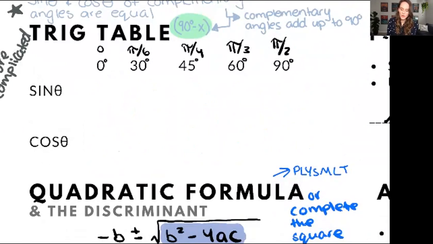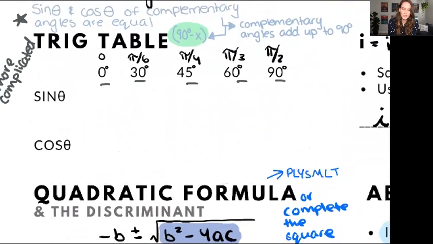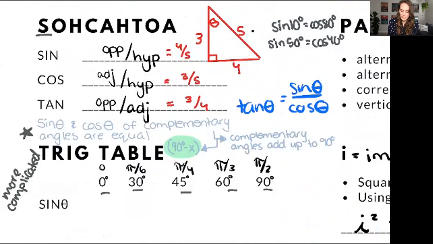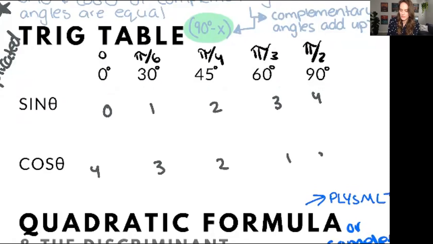By going 0, 30 degrees, 45 degrees, 60, 90. And then sine goes first, because I think of sine as selfish. Or you can think of, in SOHCAHTOA, sine goes first. So either way works. And then we're going to go 0, 1, 2, 3, 4. So all we're doing here is we're counting up to 4, starting with 0. And then for cosine, we're going to count down from 4. So 4, 3, 2, 1, 0.